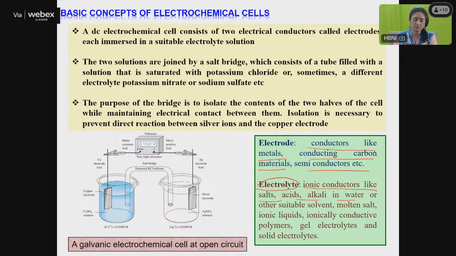There is an electrode, and then if these two solutions are separated, they should be joined by a salt bridge. So this is an electrochemical system. The purpose of the salt bridge is to isolate the contents of the two halves of the cell while maintaining electrical contact between them. So this is a typical electrochemical cell. And here it is a galvanic electrochemical cell when copper sulfate is there in the cell.